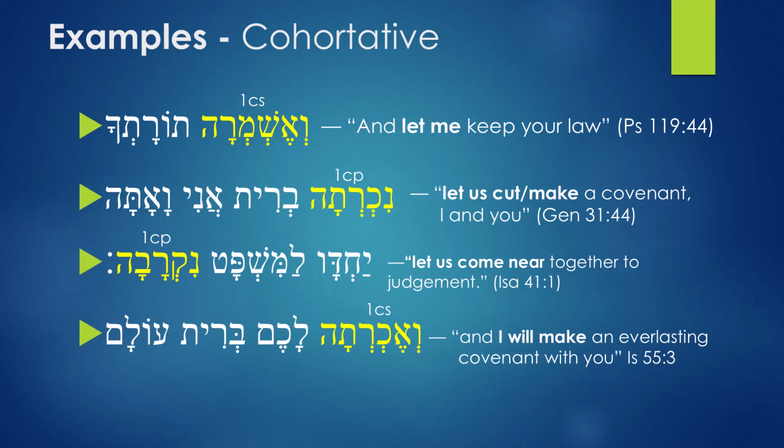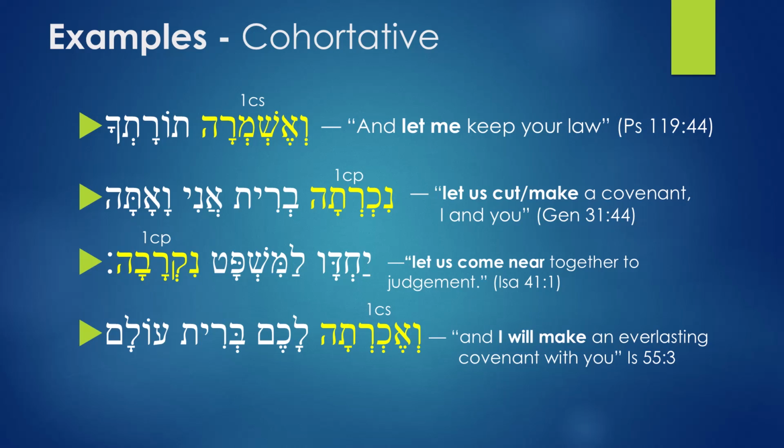Next we have this phrase, Yachdao lamishpat nikrava. Our focus is on nikrava. It has a ni prefix and a suffix, so this is a cohortative. But to translate it, you're going to look at the root. This root is coming from the verb karav, and karav means he came near. Since it's a ni prefix, it's 1CP, first common plural. So the translation as a cohortative is going to be, let us come near.